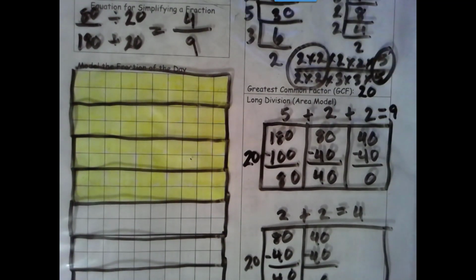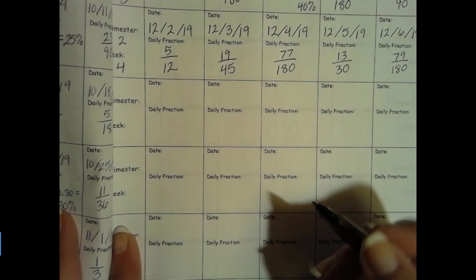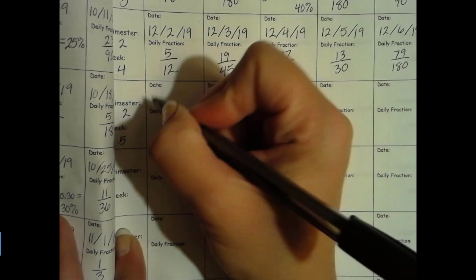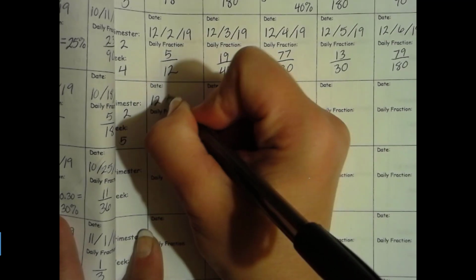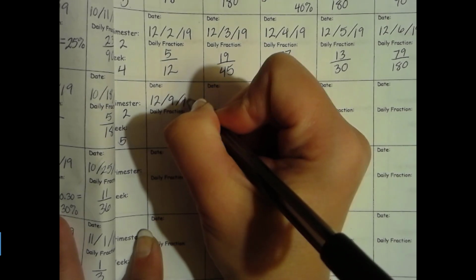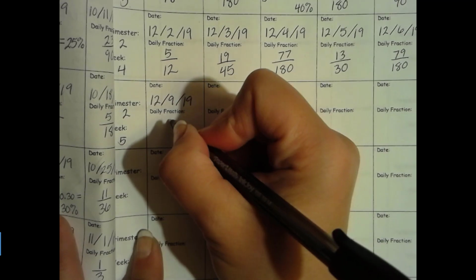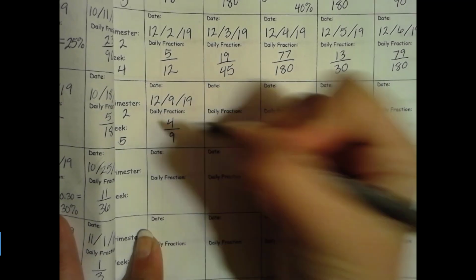All right, let's go ahead and fill in our data collection page. Okay, we are in trimester 2, week 5. Today is 12/9/19, and our fraction for today is 4/9.